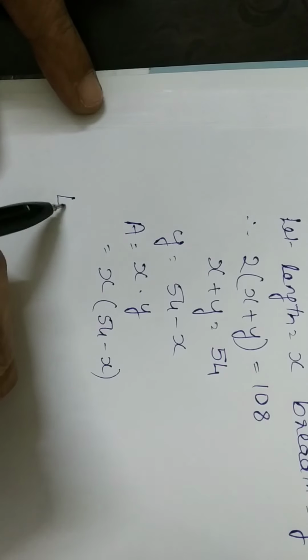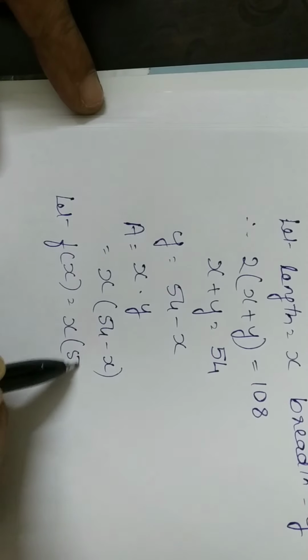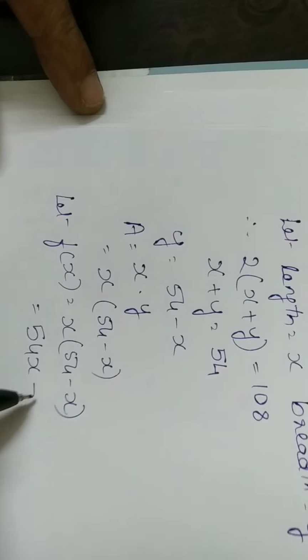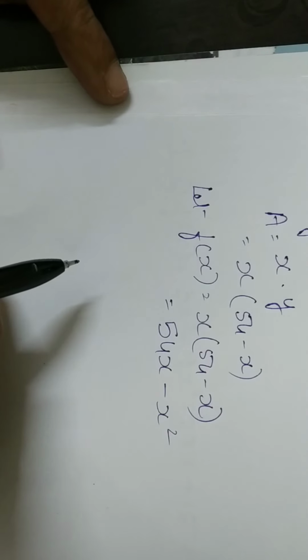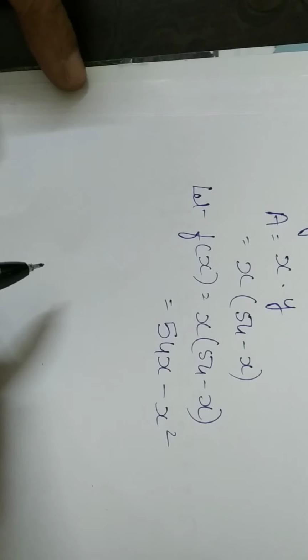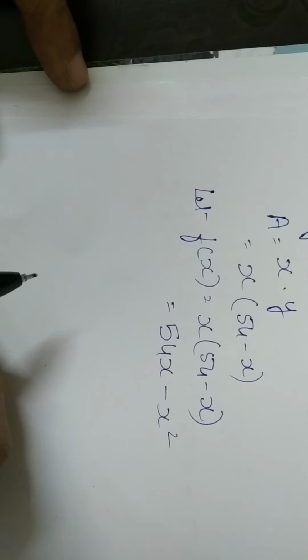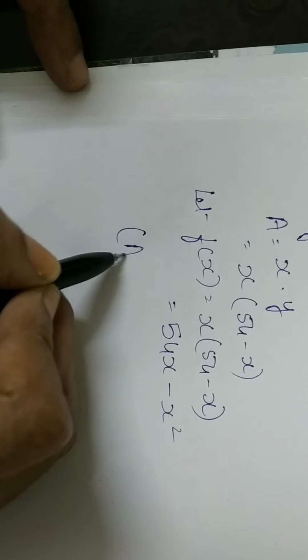So we say that let f(x) is equal to x into (54 minus x). Simplifying that, 54x minus x square. Now what you can do is you can complete this sum as an assignment and find the answer over here. Already a very similar sum has been done in the previous lecture in the exercise. So you can observe that and complete this sum as an assignment.